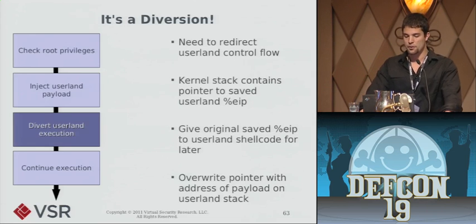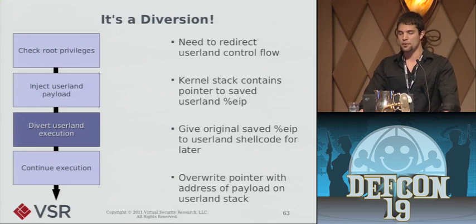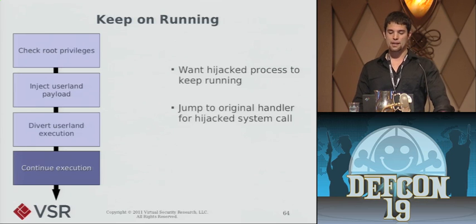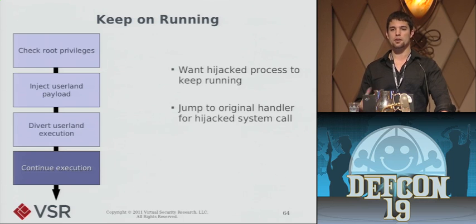Now finally, one of the last things we need to do is actually make sure that when this process that we're hijacking returns from the system call that it's in, it runs our code. So in addition to saving the userland stack pointer, the kernel saves the userland instruction pointer on the kernel stack so that when it returns from the system call, it knows where to go. So we just need to overwrite this pointer on the stack with the address of this userland shellcode that we just injected, and then when it returns, it'll run our code in userland. Because we want to do things perfectly and make sure nothing crashes, after we've done this, we'll jump to the original handler for that system call that we hijacked. So if we hooked close, for example, we want the close to still actually happen.